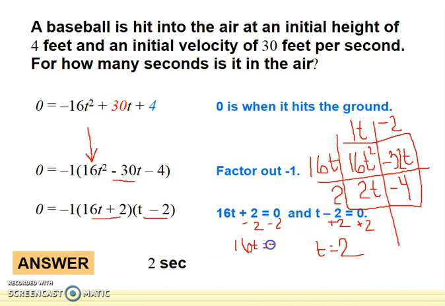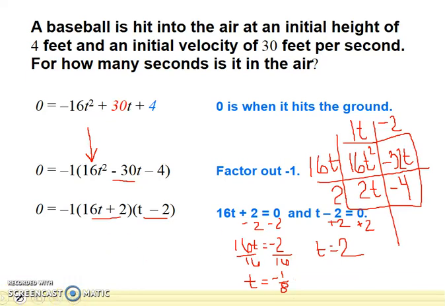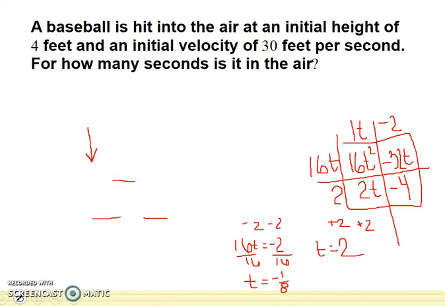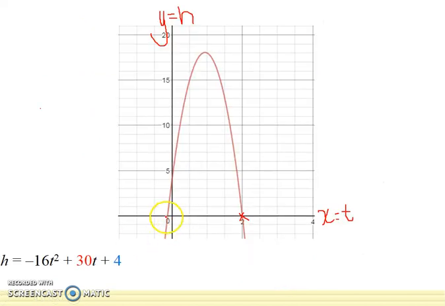equals -2, divide by 16, I get t equals -1/8. And you think, well, that doesn't make any sense. How could that be? Well, you have to keep in mind, when you looked at the graph before, remember the graph. I'm going to go back in time, go to the graph. Remember the graph back here.